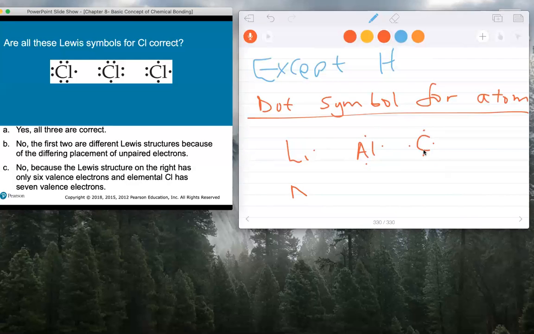Nitrogen is in group 5, so you go around 1, 2, 3, 4, 5. You see there are 3 unpaired dots around the chemical symbol for nitrogen. For oxygen, 1, 2, 3, 4, 5, and then 6. You see there are 2 unpaired electrons around oxygen.